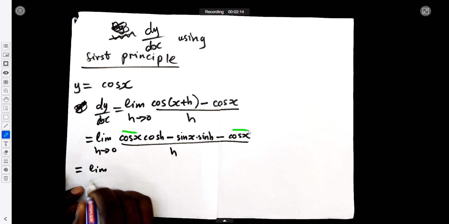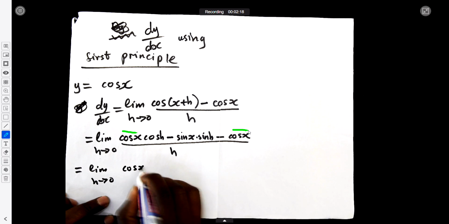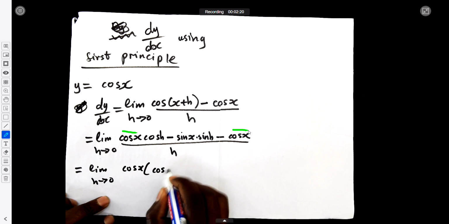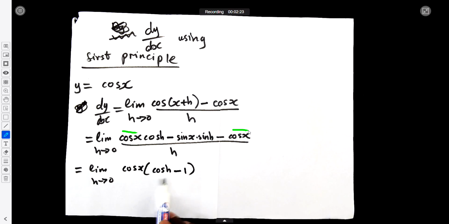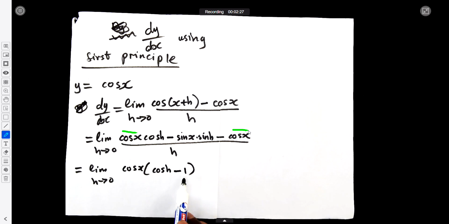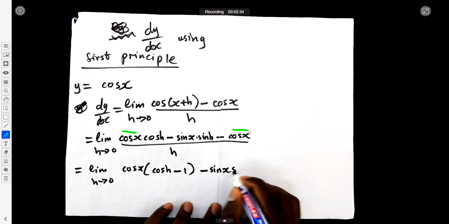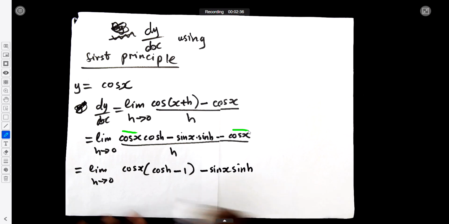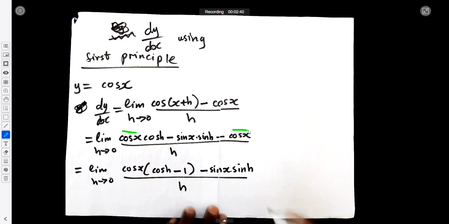So we'll have limit h approaches 0. When you have taken out the common factor of cos x, we're left with cos h minus 1. So when we multiply, we're still going to get cos x times (cos h minus 1). Therefore, this one, we have minus sine x multiplied by sine h, all divided by h.